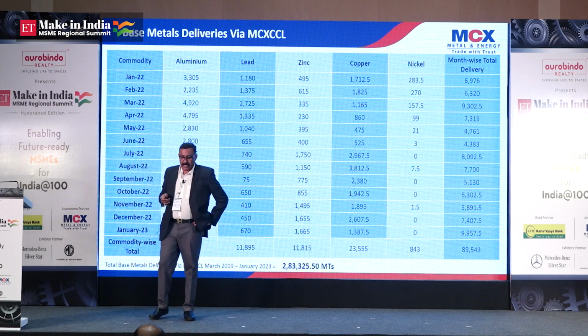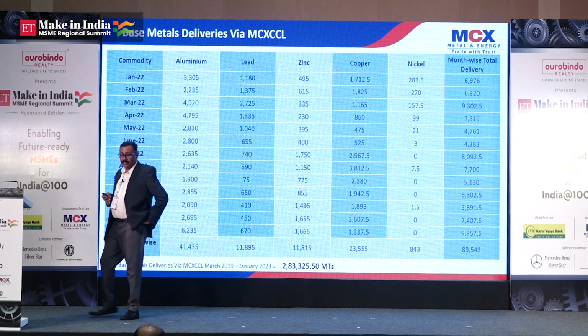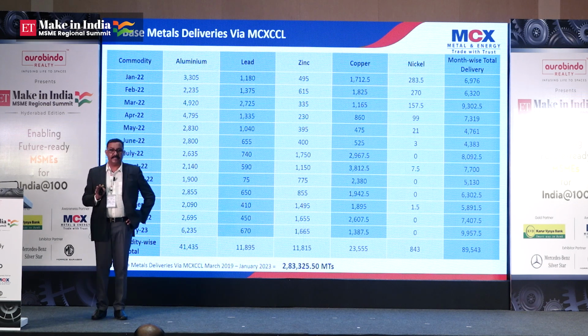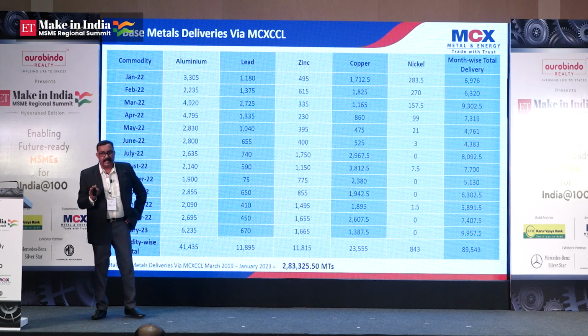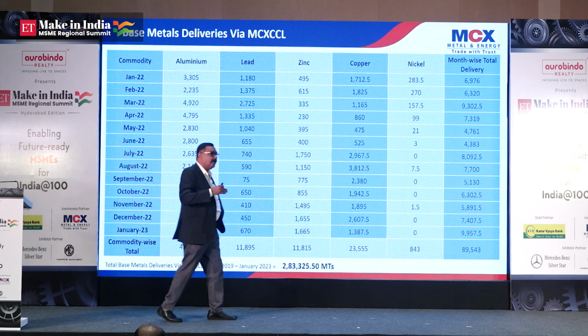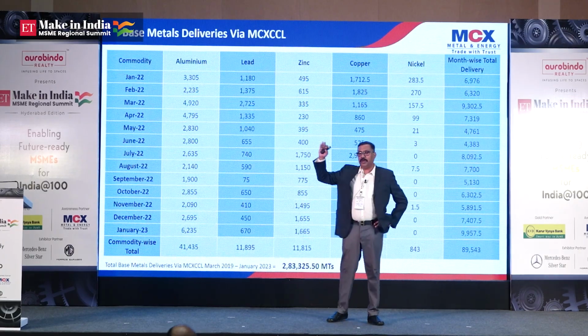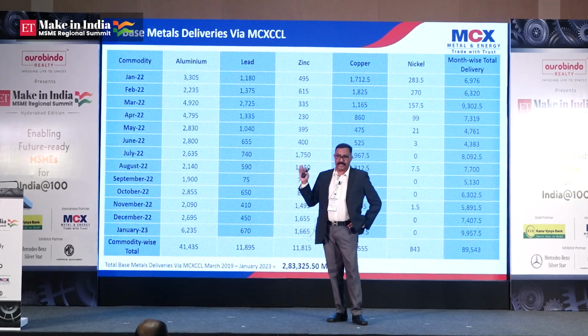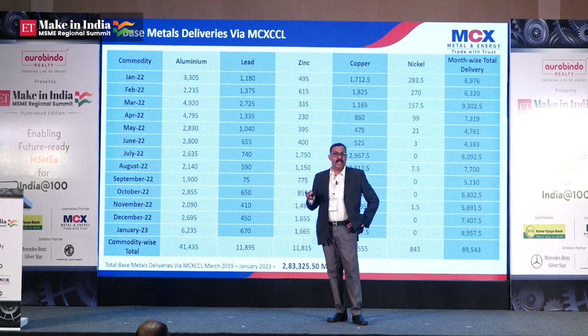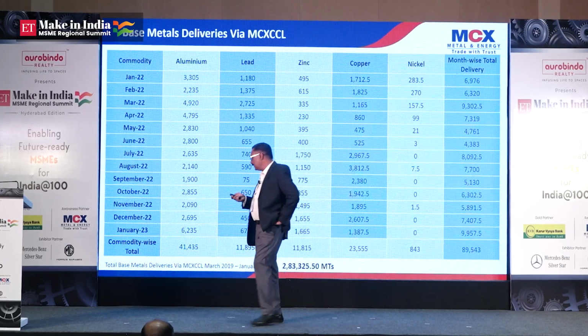Totally, we have delivered 2,83,325 metric tons from January 22 till now. That means if you want to hedge your risk, because once you get the raw material your price is fixed for that, and whenever these fluctuations happen, you need a commodity exchange to hedge the risk.